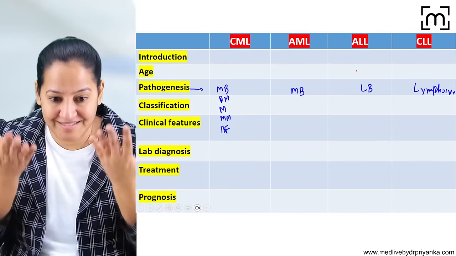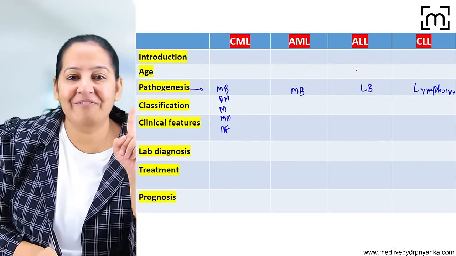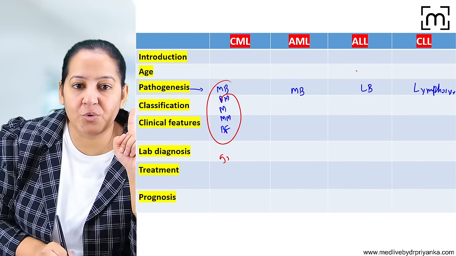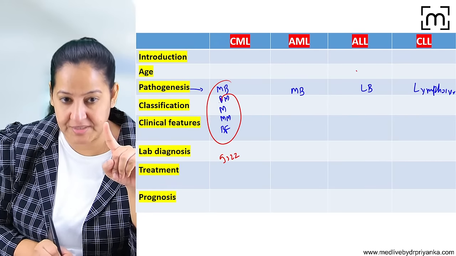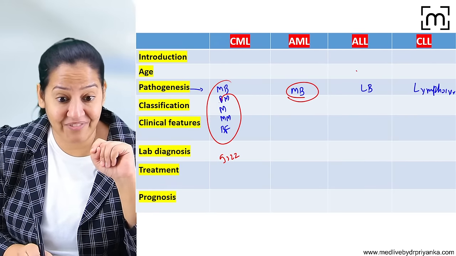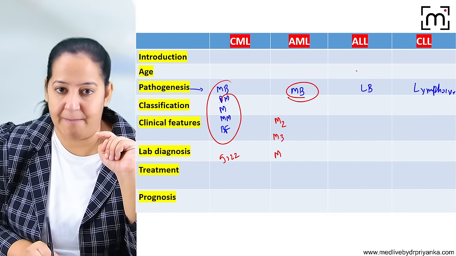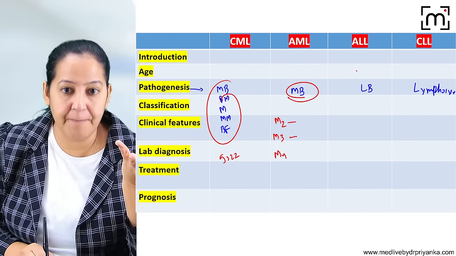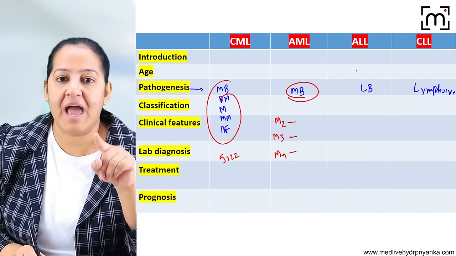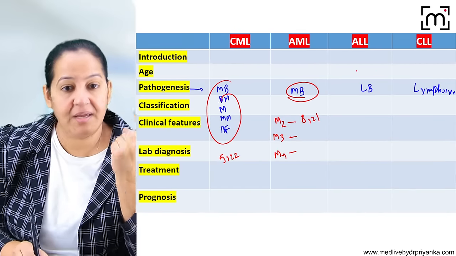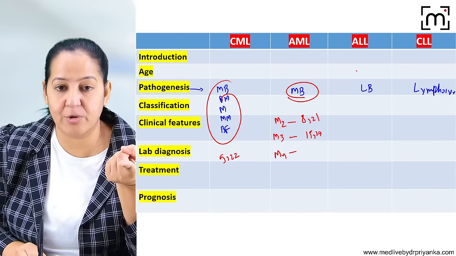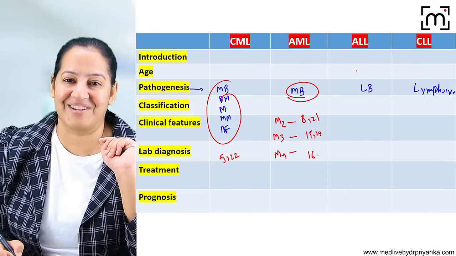Now tell me the mutation. In CML, only one mutation is there, the 9;22 translocation. In AML, various types are there, specifically eight types. The mutation is important in M2, M3, and M4, although mutation occurs in all. Important in our syllabus are these three. In M2, it's the 8;21 translocation. In M3, it's the 15;17 translocation. And in M4, it's the inversion 16.